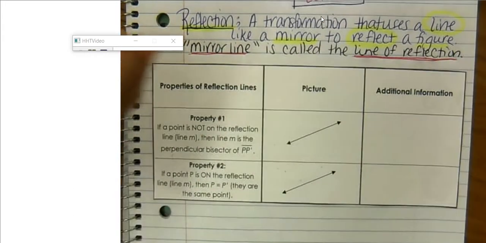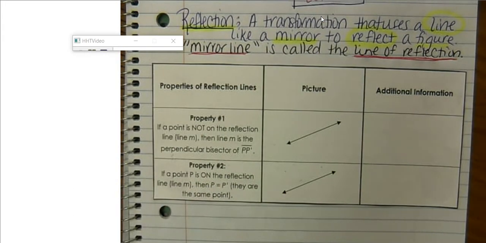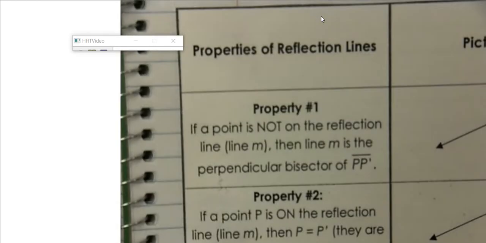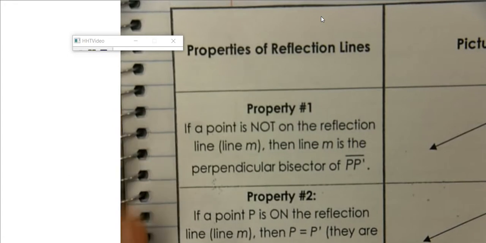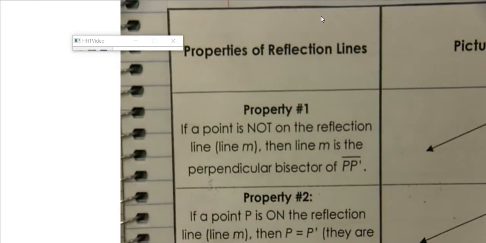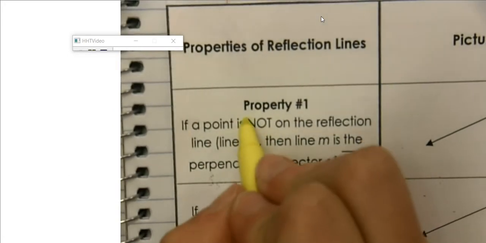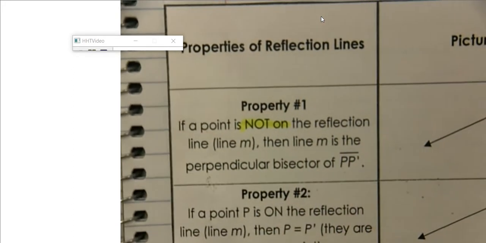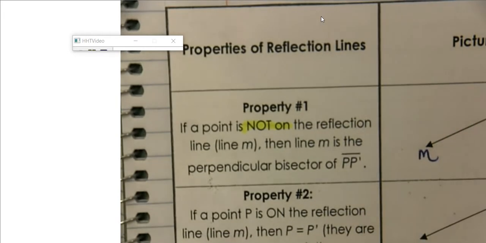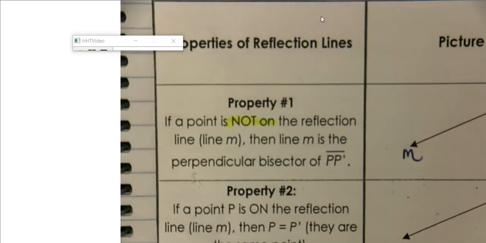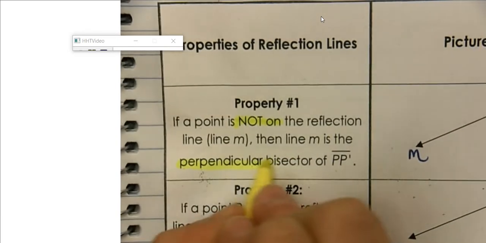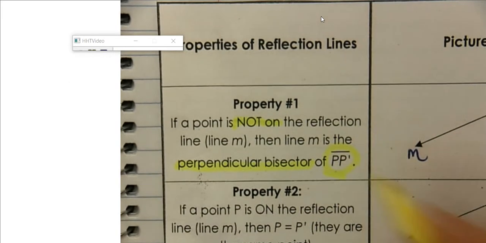And here are some things that I absolutely need you to know. The first property of reflection lines goes like this. It says, property number 1, if a point is not on the reflection line, we'll call it line M, then line M is the perpendicular bisector of segment P P prime.